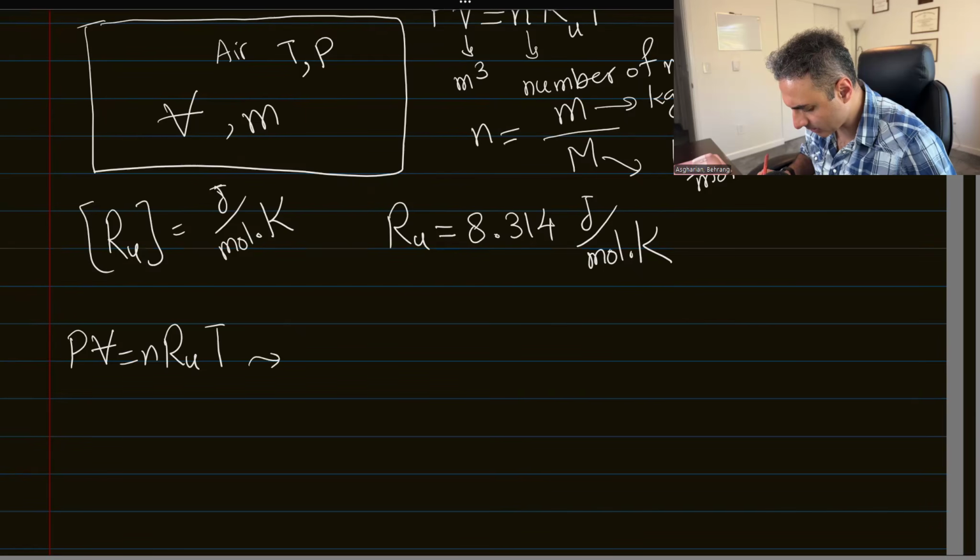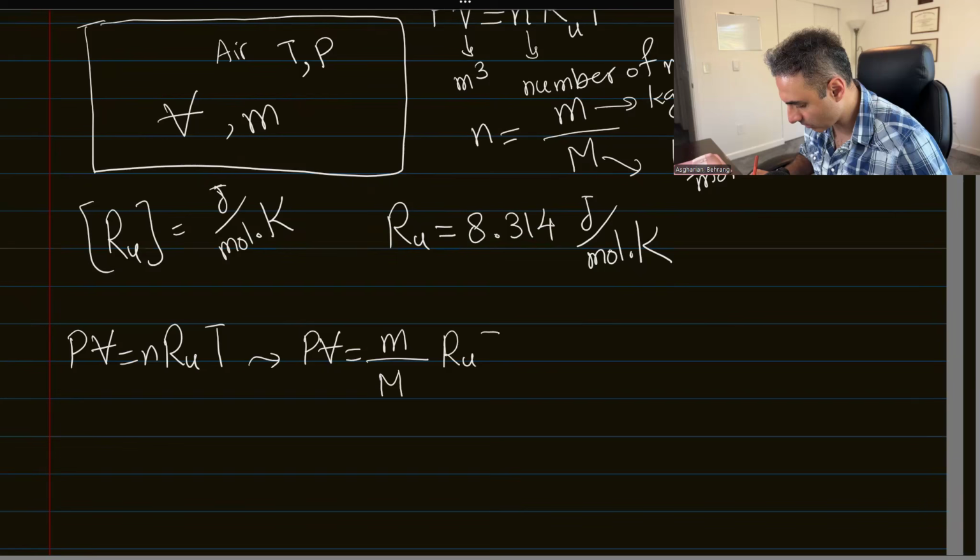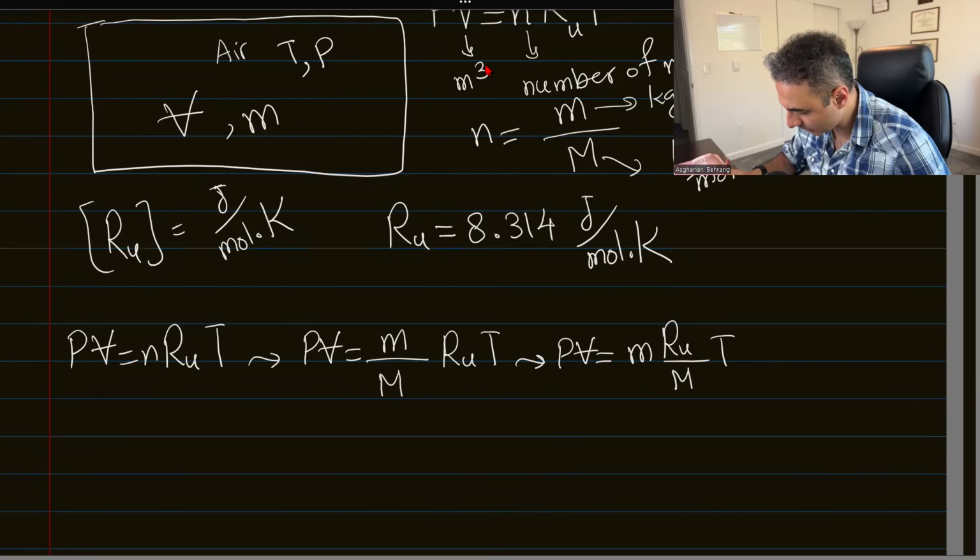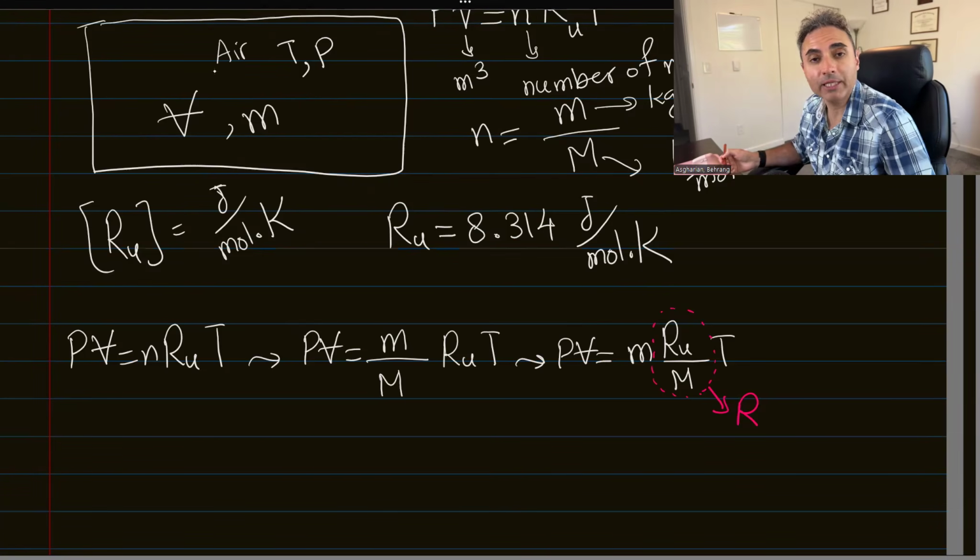Now, I can rewrite the value of n, the number of moles, this way. I can say PV equals the mass of air in the tank, in this case, over the molar mass, times the universal R times T. And then I can rewrite it as P times V equals m times universal R over M times T. Now I can call this value just R, which is the universal R over the molar mass. Every gas has its own molar mass.